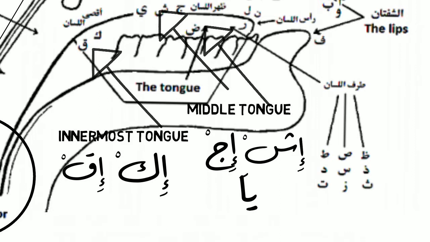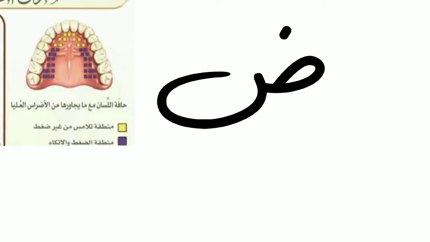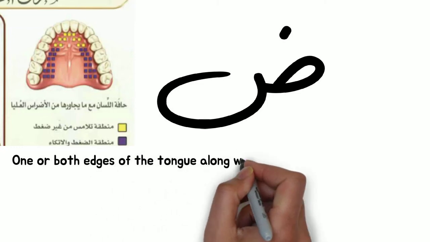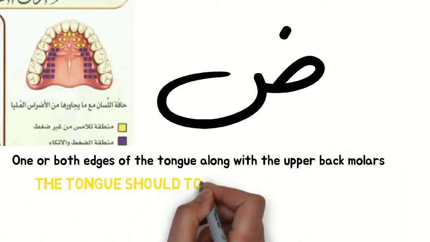And then we have dad. Now, dad is a very special letter. Arabic is actually called the language of dad because it's not there in any other language. So it has its own way of pronouncing. The articulation point of it is one or both edges of the tongue along with the upper back molars.